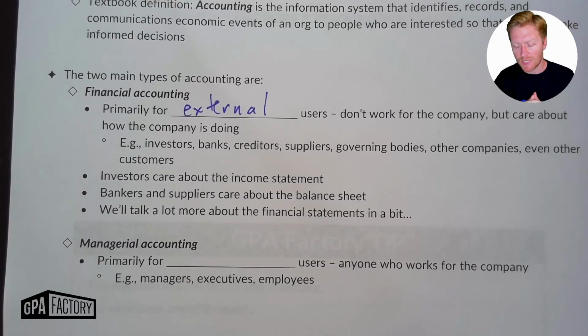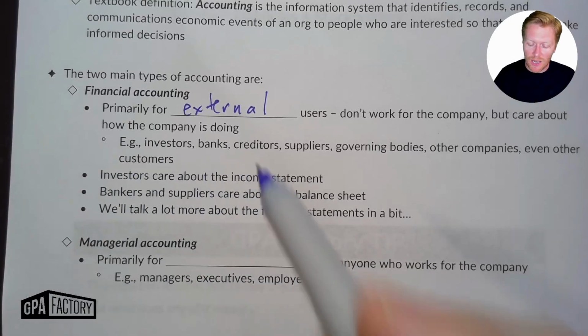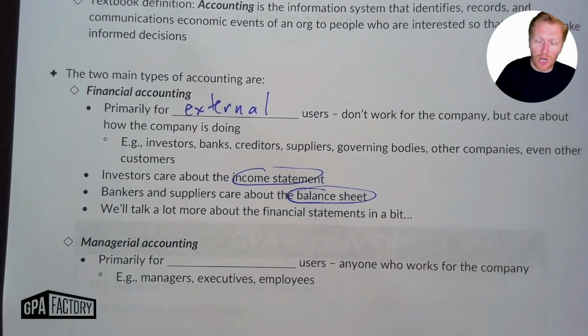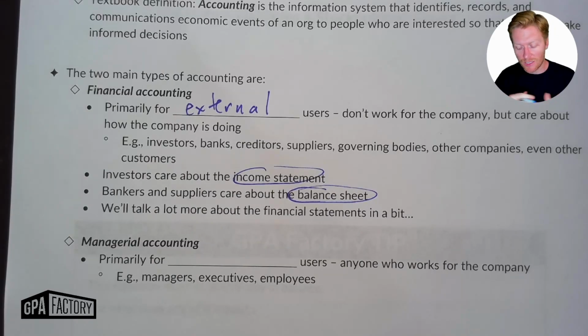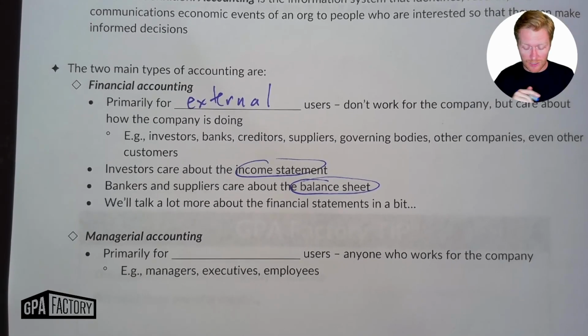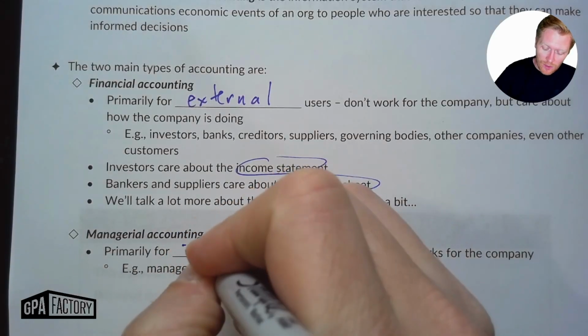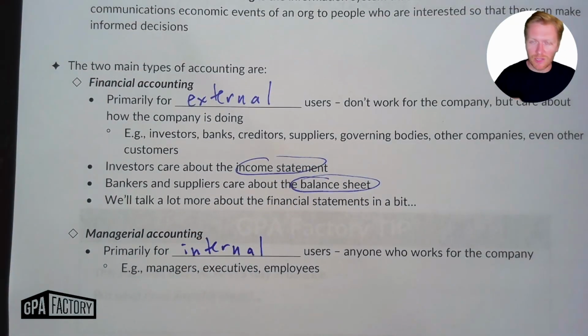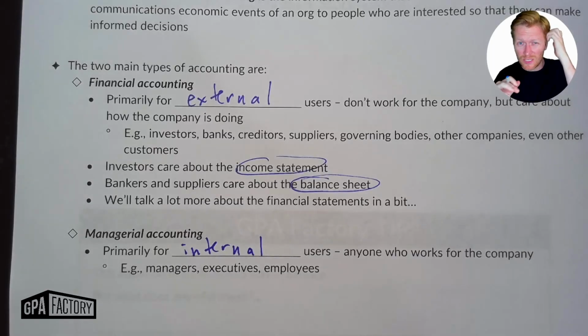Investors a lot of times care about the income statement. Bankers and suppliers care more about the balance sheet. These are different financial statements that we will talk about a lot more as this class goes on. But for right now, just know that financial accounting is mostly for external users. Managerial accounting is primarily for internal users, and there are fewer specific rules that must be followed. That's the main difference. In financial accounting, there are very strict rules that need to be followed, generally accepted accounting principles.